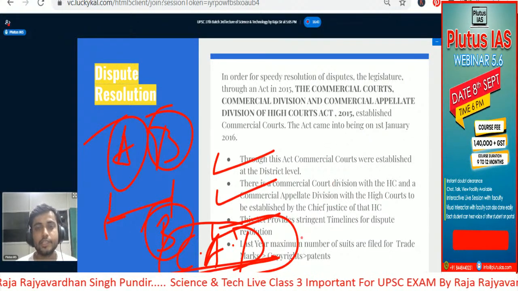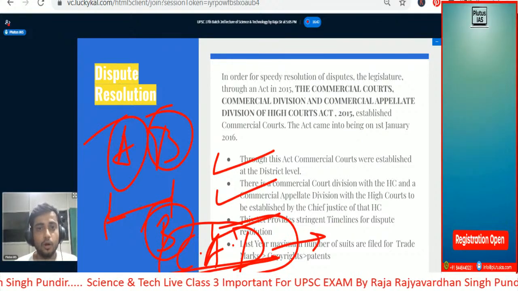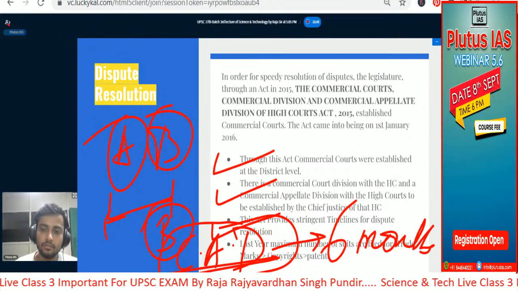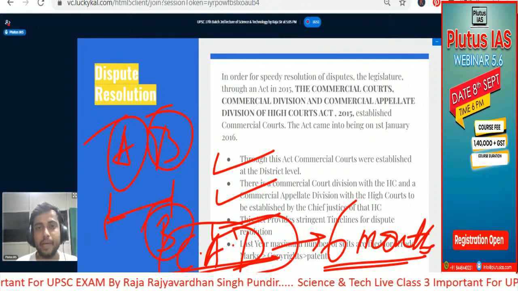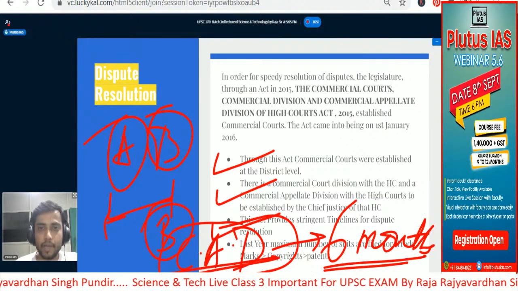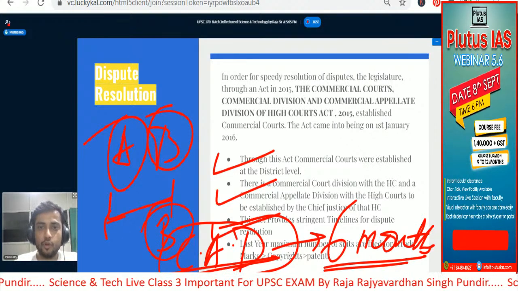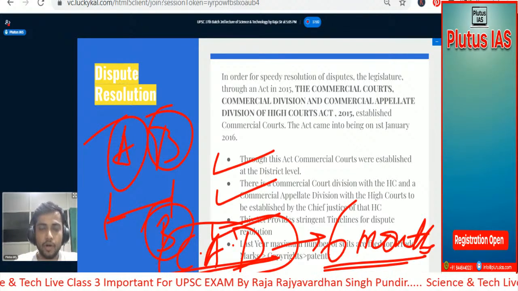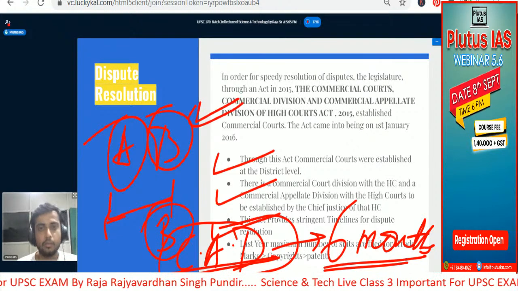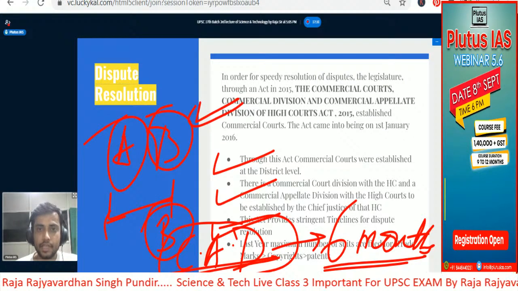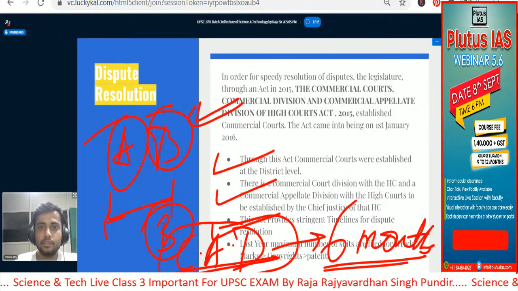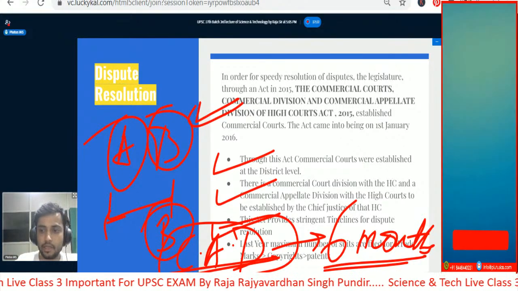Okay, so this commercial appellate division is bound by law to dispose of these appeals in 6 months. That is what is meant by the stringent timeline. Stringent timelines are provided. The commercial appellate division has to dispose of those appeals within 6 months. This is mandated by law, the law of 2015, the Commercial Court, Commercial Division and Commercial Appellate Division Act. Under that act, it is provided that appeals have to be disposed of within 6 months. I hope it is clear.